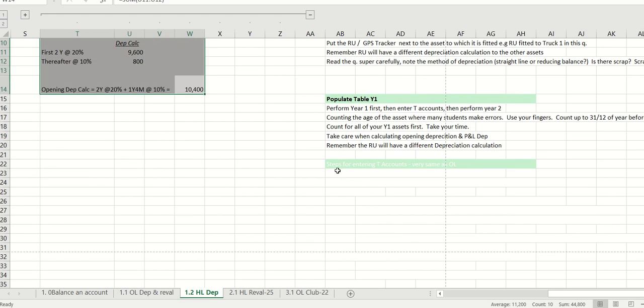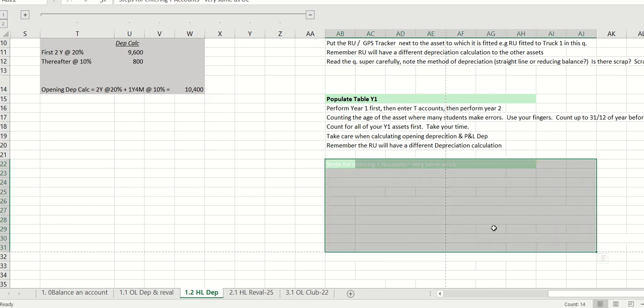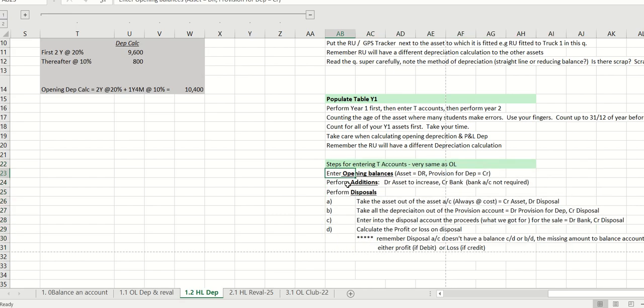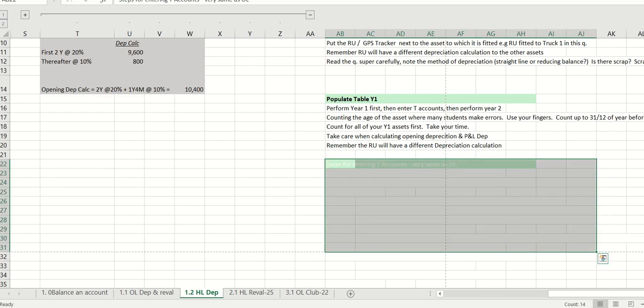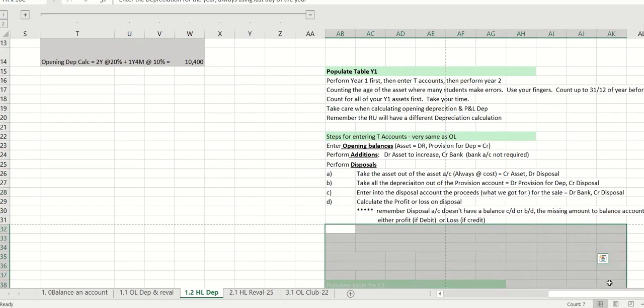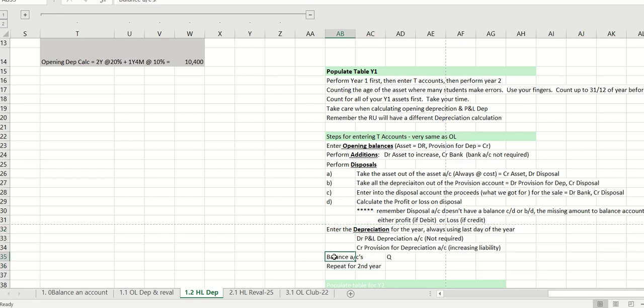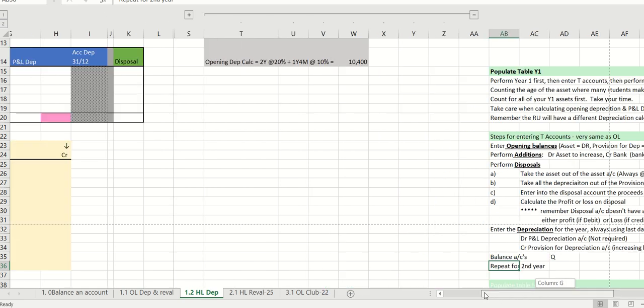Then we go to our double entry. We're going to do all our double entry for year one together. Same as ordinary level: enter the opening balance, perform additions, perform disposals, balance your account, go again. Enter your depreciation, balance your account, go again. So we're just following these steps exactly like we did in ordinary level.